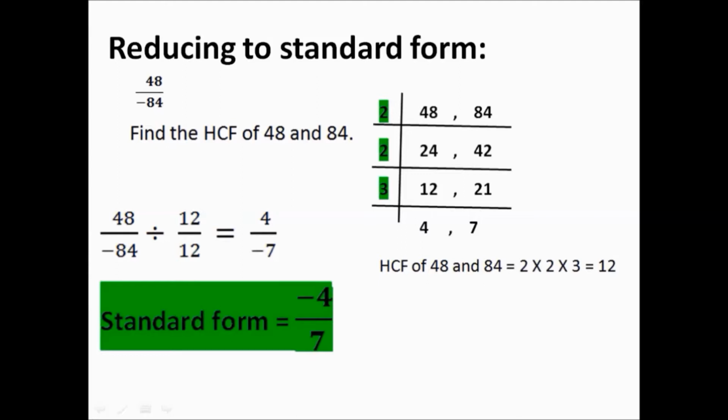So let's divide the given number 48 by minus 84 by 12 by 12 and we get 4 by minus 7. So the standard form of 4 by minus 7 is minus 4 by 7. So when we write standard form, the denominator should be positive. So let's move the minus sign to the numerator.